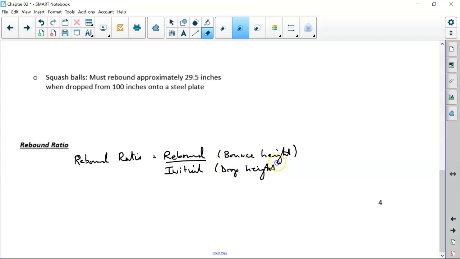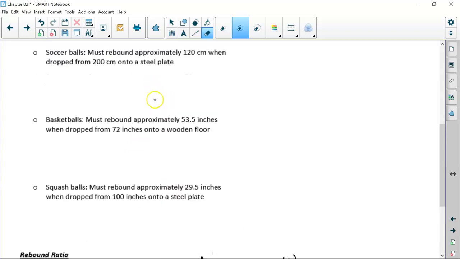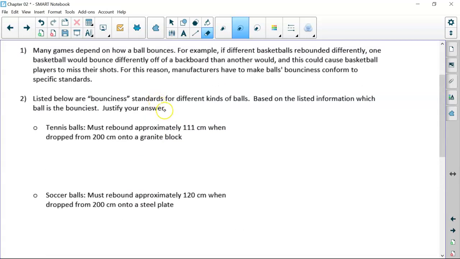Now for this to work, make sure we have the same units for the initial height and the drop height. Don't calculate one in feet and the other one in inches. It wouldn't work that way. You need to make sure your units are the same. So what we're going to do is calculate the rebound ratios of these objects.